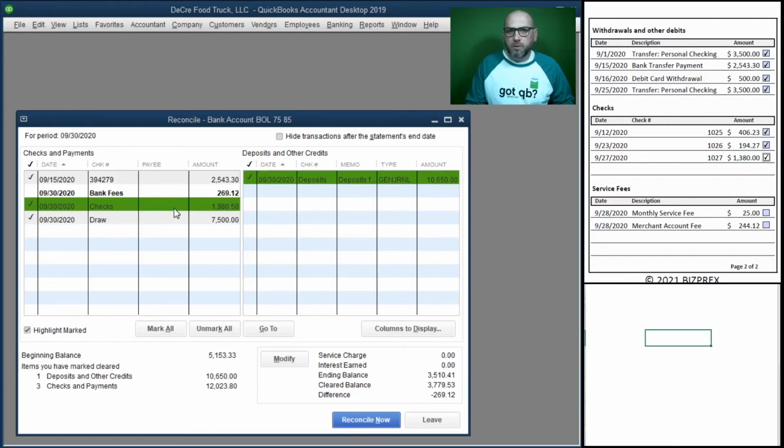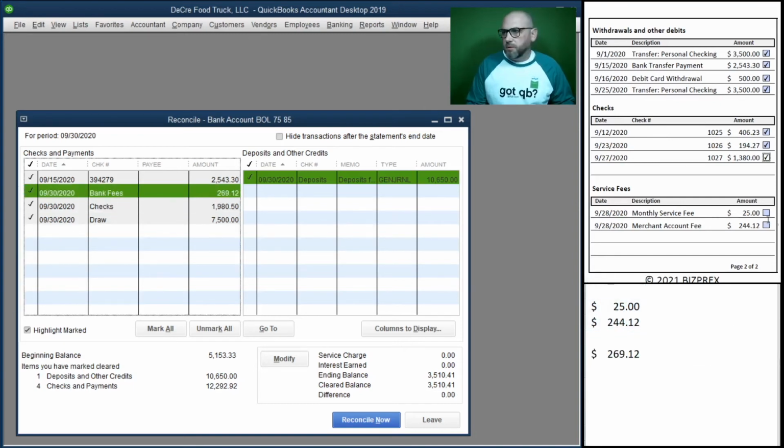And we have one more thing, right? The bank fees. So these two amounts need to add up to that. So let's double check. All right, all good right here. So let's find out how much they add up to. All right, and they do. So we can go ahead and mark those two. And here we are, we're at 0.